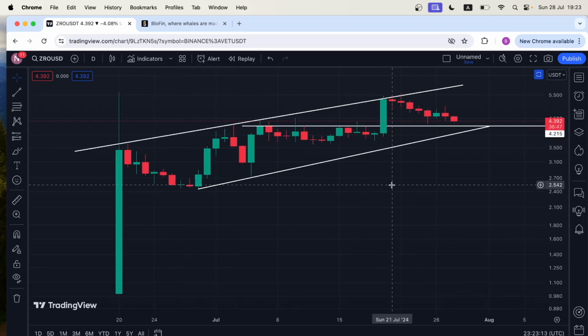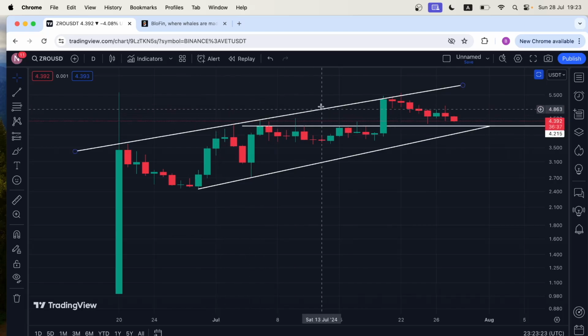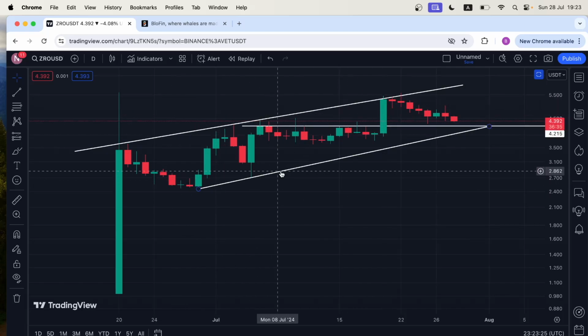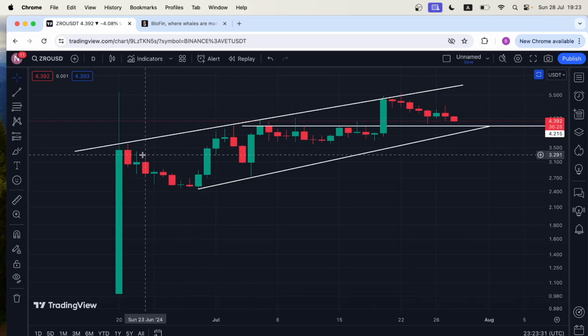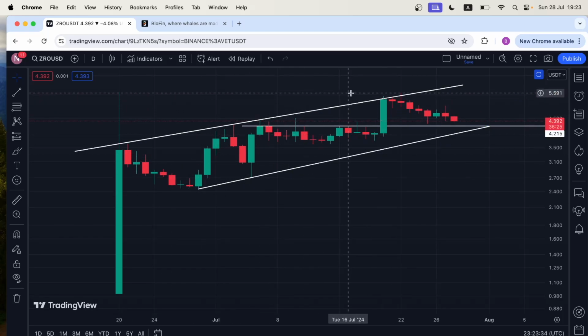So what you're seeing right here, it's just an ascending channel, right? So we have this upsloping trend line as the resistance, and then we have this upsloping trend line down here as the support, right? So this lower line has 2 touches on it. This upper line has about 4, right?